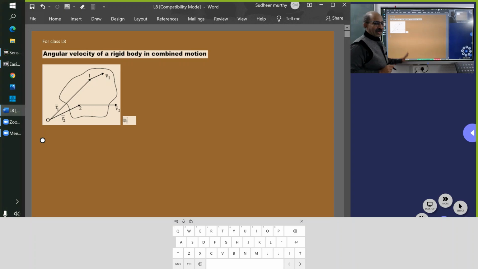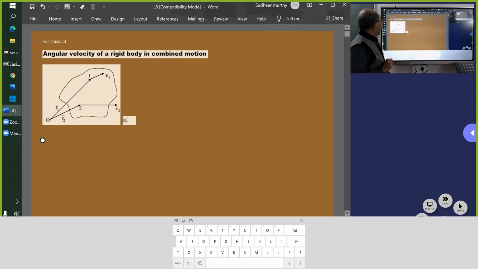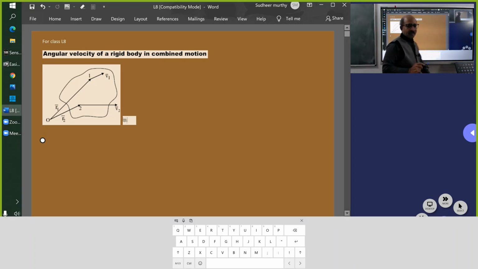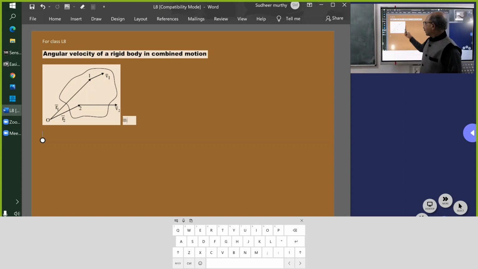Now all of you can see there's a diagram here, right? You can see there's a rigid body here, and then there is a reference point O, and you have got two points, 1 and 2, and the velocity vectors are given there. R1 bar, R2 bar is given. So how many variables can you see here? R1 bar, R2 bar, V1 bar, V2 bar.